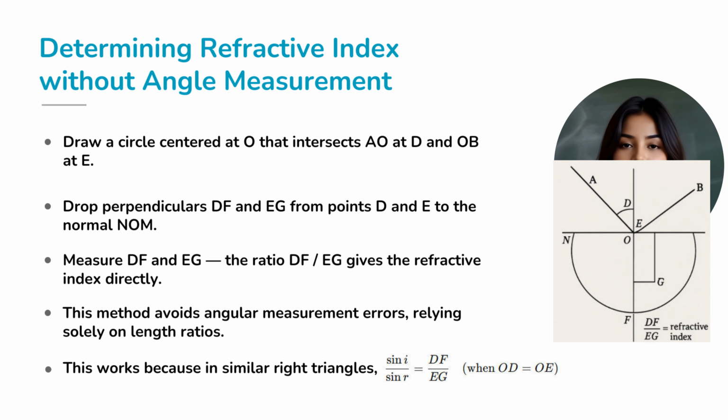Here's a clever trick. Draw a circle centered at O such that it touches the incident ray OU at D and the refracted ray OB at E. From D and E, drop perpendiculars DF and EG onto the normal NOM. Now measure DF and EG. The ratio DF over EG gives us the refractive index directly.